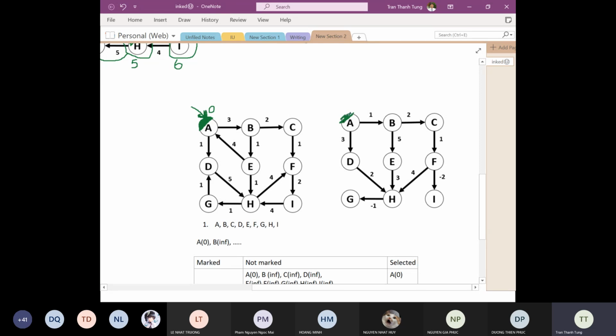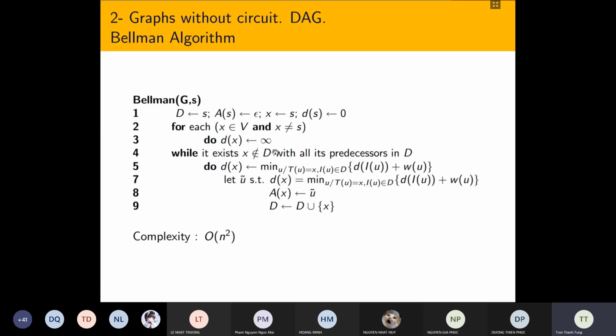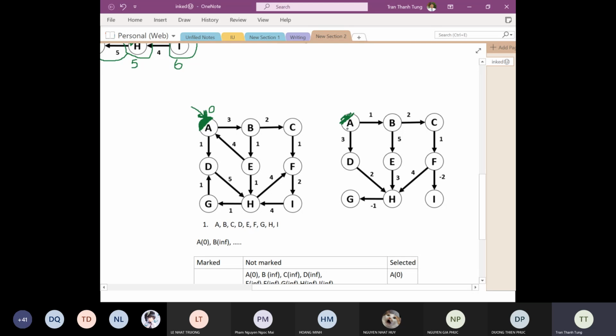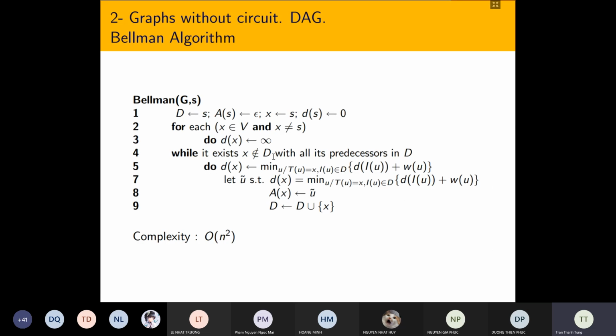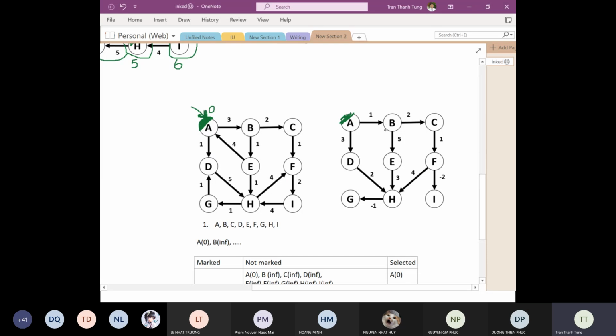Now let's say there exists a node outside of D, outside of the marked set, but with all of its predecessors in D. That is, all the incoming edges go to it from nodes in A, in the marked set. Say E is outside of A, but the predecessor of E is B, and E is not in D, so we will not consider E.